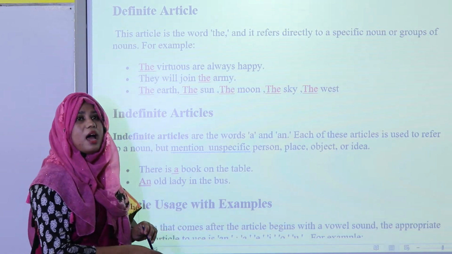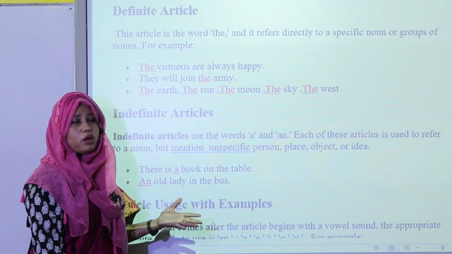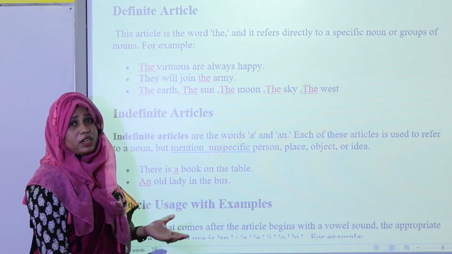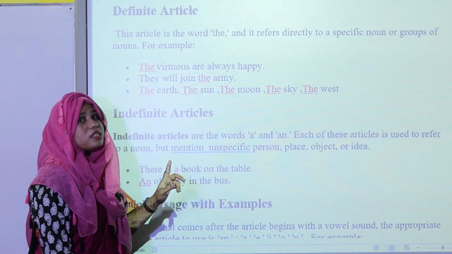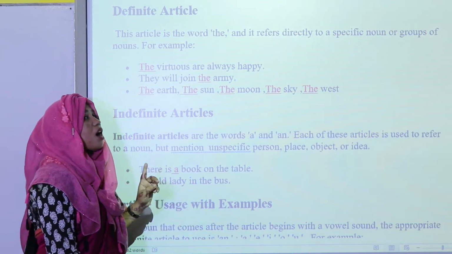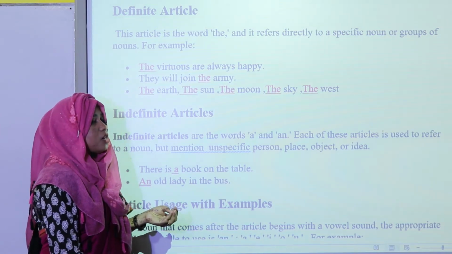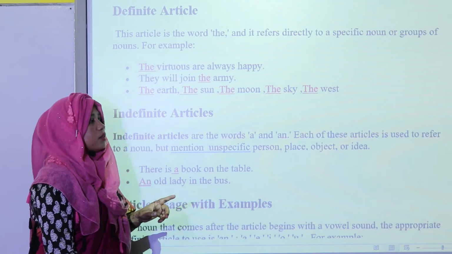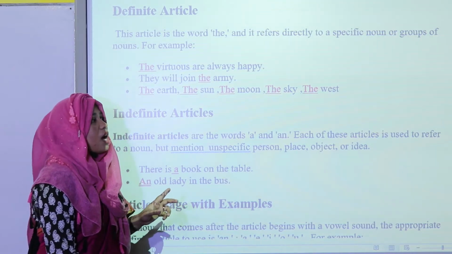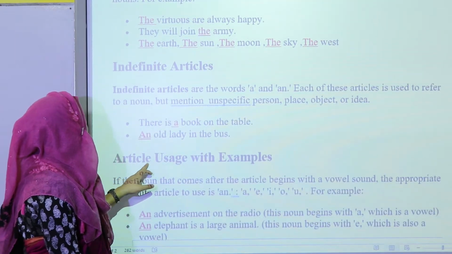Then another important thing: if we have a specific or only one historical event, like the French Revolution, we use the before it. Okay, and only one thing like the Sahara. Yes, it's one kind of oasis. Before that we use the Sahara. And now we come back next.